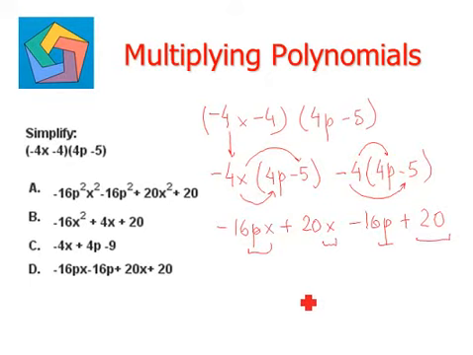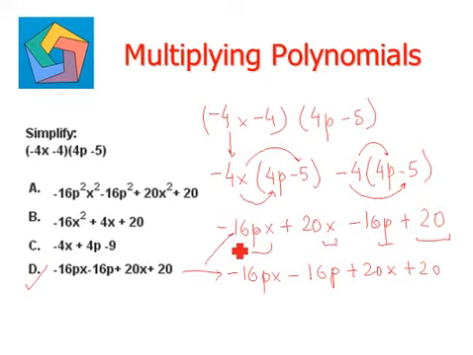Let's see which option it matches. Not the first one, neither the second nor the third. Option D matches with the answer. Let's rearrange this in terms of the final answer, that is negative 16px minus 16p plus 20x plus 20. Since our answer was in this form, we rearranged this, otherwise this was also correct. So let's look at the next example.